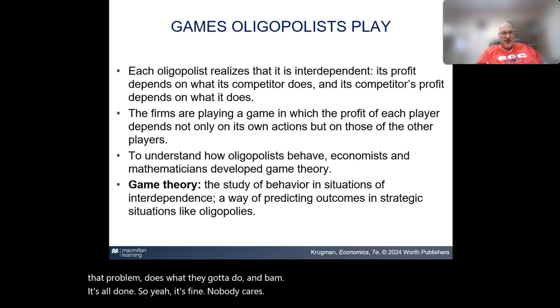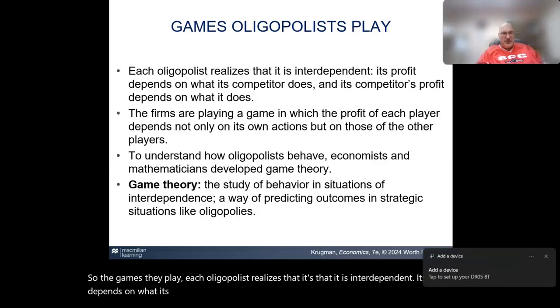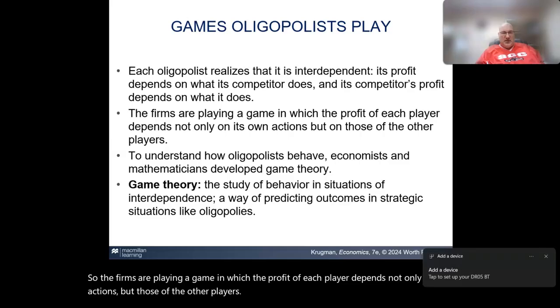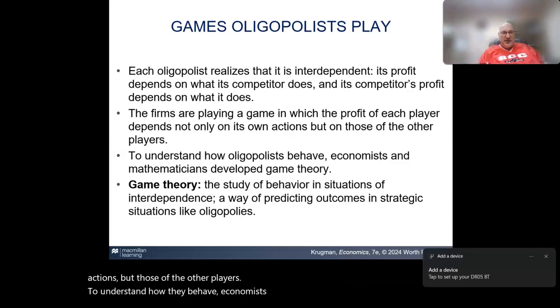So, the games they play. Each oligopolist realizes that it is interdependent. Its profit depends on what its competitor does, and its competitor's profit depends on what it does. So the firms are playing a game in which the profit of each player depends not only on its own actions, but on those of the other players. To understand how they behave, economists and mathematicians have developed game theory.